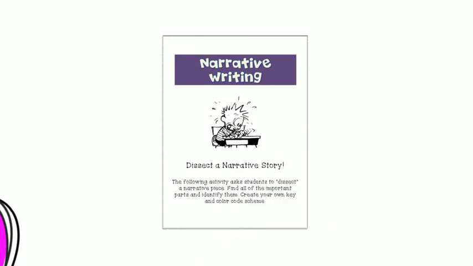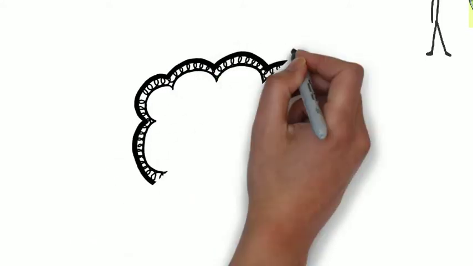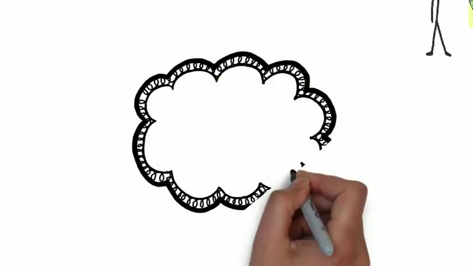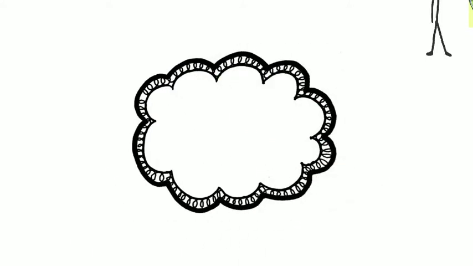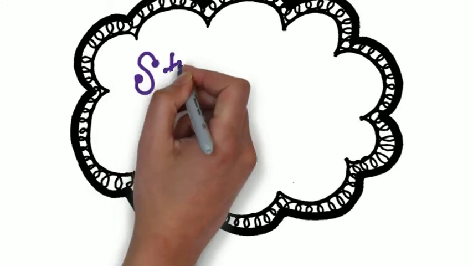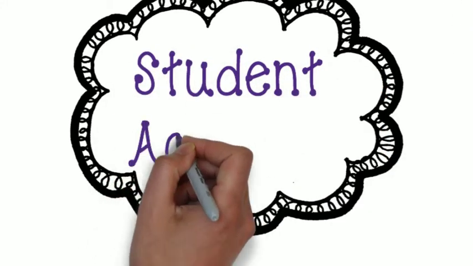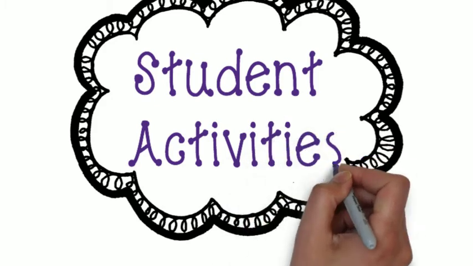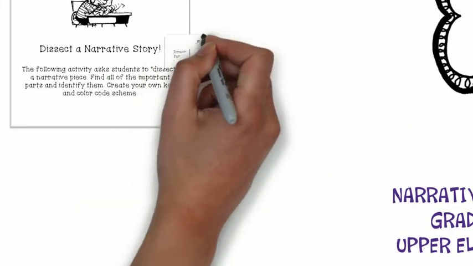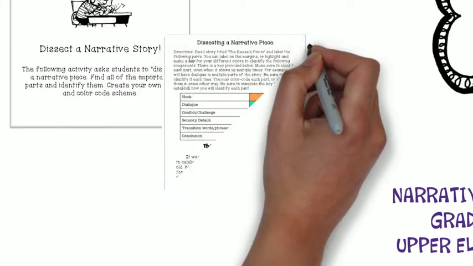And these are different activities that you can use with students to practice and kind of dissect different pieces of writing and find the components of it and what makes writing successful. And so these are some student activities. You can do them as a whole group. You can do them in small groups. You can do them individually.